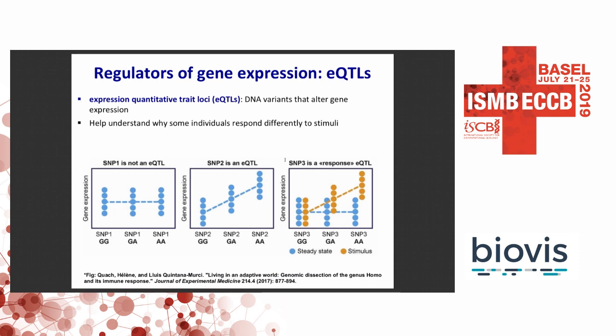When we talk about regulators of gene expression, we specifically talk about eQTLs and transcription factors. An eQTL is just a DNA variant that's going to alter gene expression. It may not alter gene expression, then it's not an eQTL. And if it alters gene expression, as in the middle panel, then we call it an eQTL. Or maybe it doesn't alter gene expression normally, but if the cell is exposed to a stimulant, for example, a toxin or a vaccine, then it's a response eQTL. So our database covers all these different types of data.